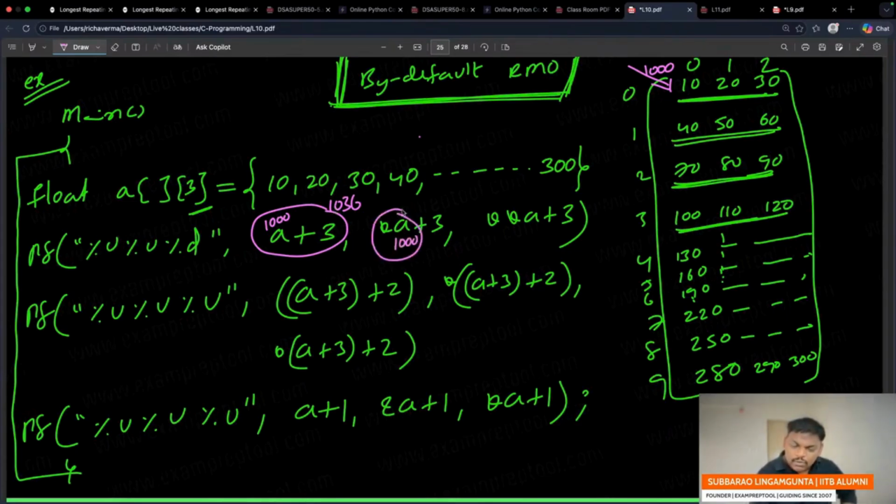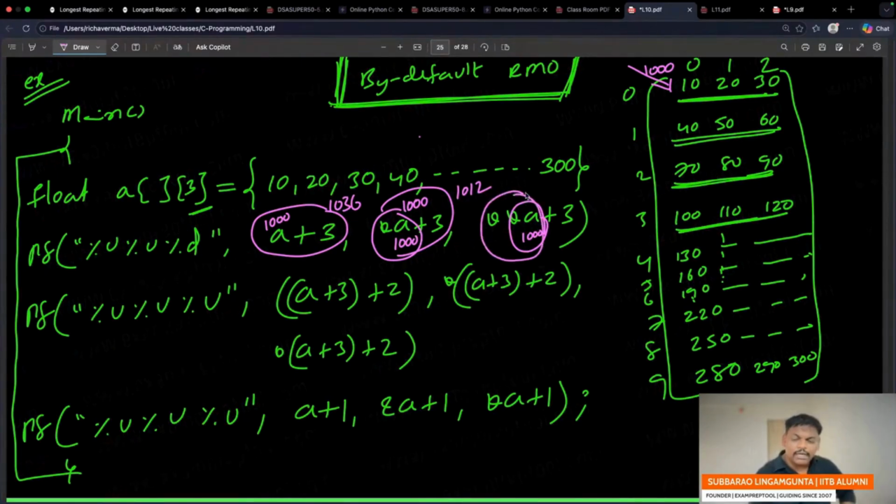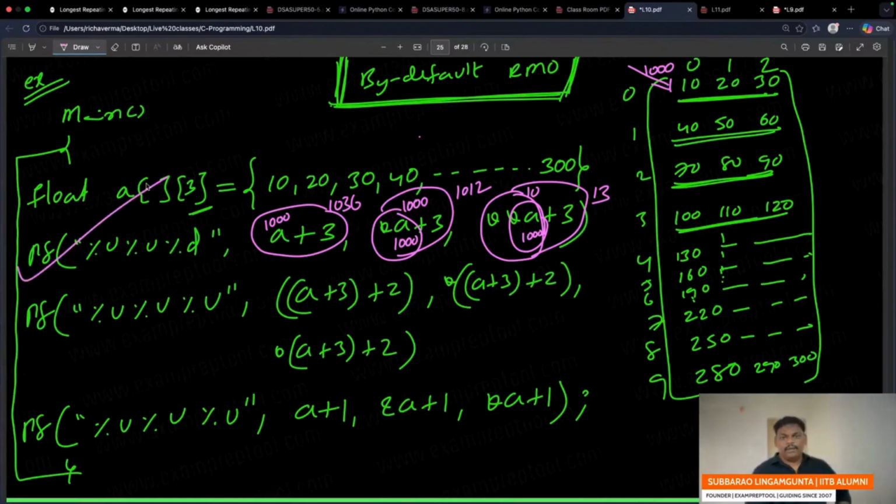Next one, A is 1000. First star gives 1000 only, but remember, the row level is over. Plus 3 means 3 elements skipping. Every element is 4 bytes, 3 fours are 12, so 1012. Next one, A is 1000, star A gives 1000 only, star 1000 gives the data 10. 10 plus 3 is the data 13. Data no change. That is the first printf. I hope everyone got it.